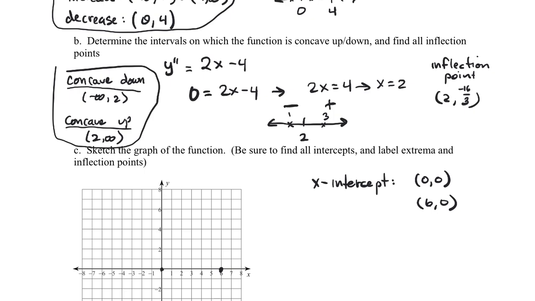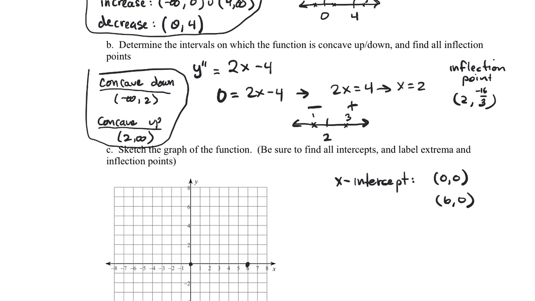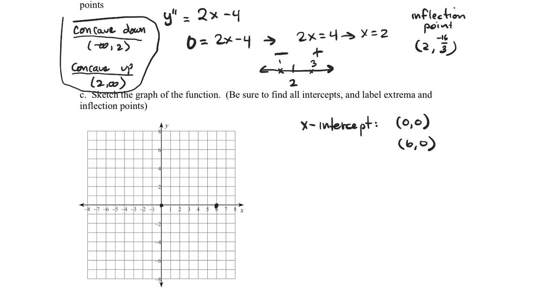So those are intercepts. Now we put on the relative extrema, so we have 0, 0 and 4, comma, negative 32 thirds. So negative 32 thirds is negative 10, right around negative 10 point something. So it's pretty much 4 comma negative 10. So 4 comma negative 10, we write it here. This is 4 comma negative 32 thirds. That's our minimum value. 0, 0 is our maximum value. The inflection point is 2 comma negative 16 thirds. So 16 thirds, that's a little lower than negative 5.